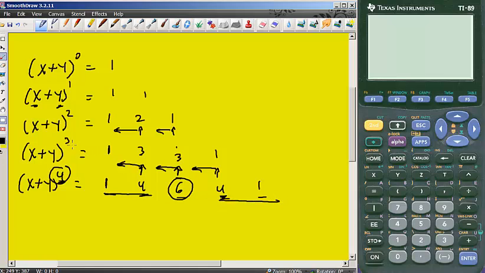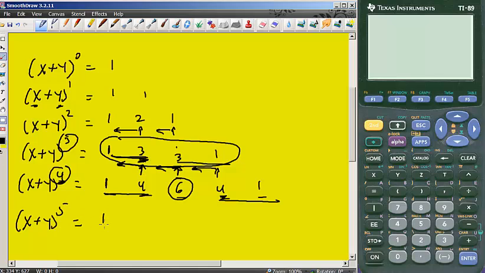Now, if you have an odd power, the second term is 3 because it's the third power, and then you're going to have an even number of terms, 2 on each side, and they're going to go up and then come back down. Alright, so having said all that, let's go x plus y to the fifth power.